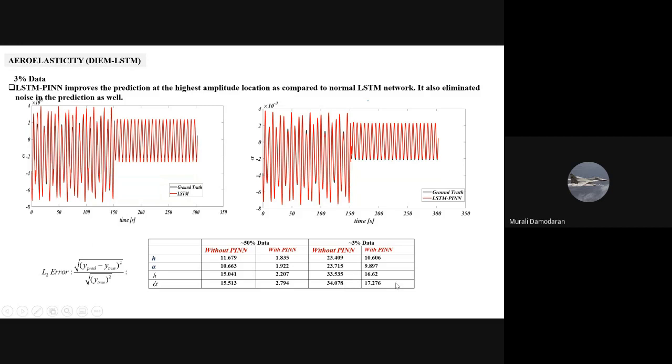You can see the L2 norm for these variables during the prediction. So if you use PIN, what it tells us is you may not need that much of a training data to get the prediction.